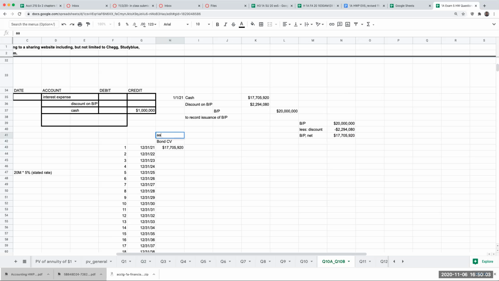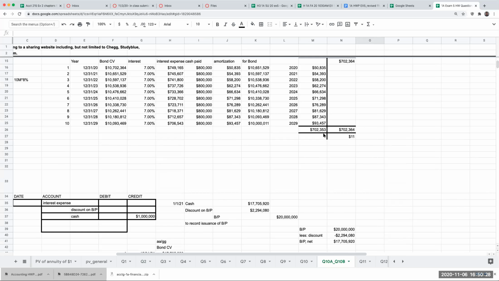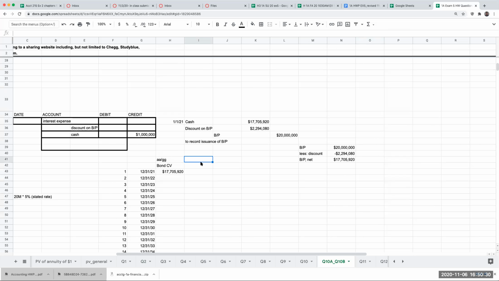And I'm going to go over here, use the same letter references. So this is what it looks like. If I was at a premium, right, my bond carrying value would be my face value plus the premium. That's what carrying value is. What is it on my balance sheet for?